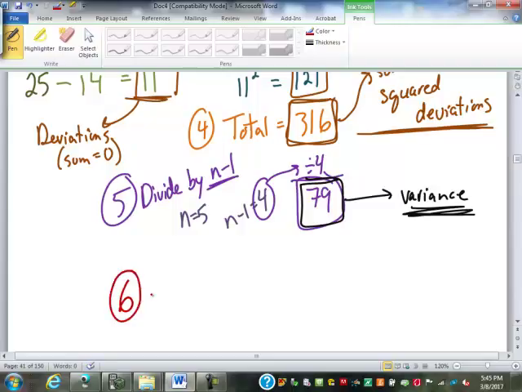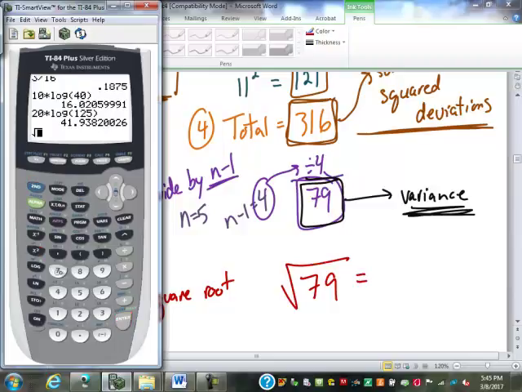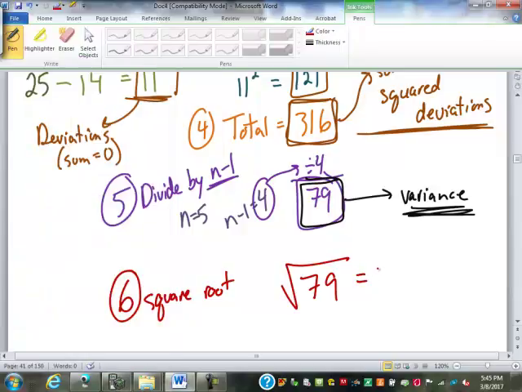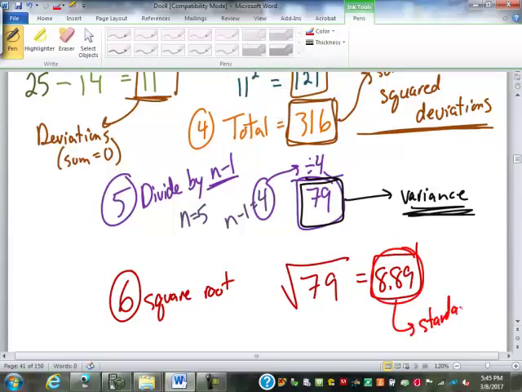Step 6. Square root. Square root of 79 is 8.888. Yep. 8.889 we'll round it off to. That number right there is the standard deviation.